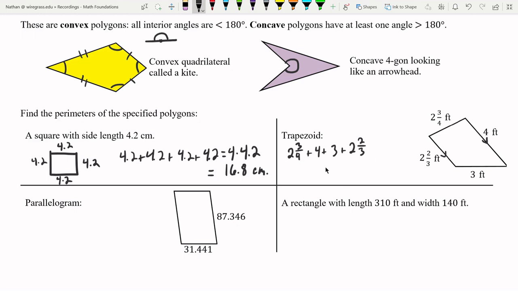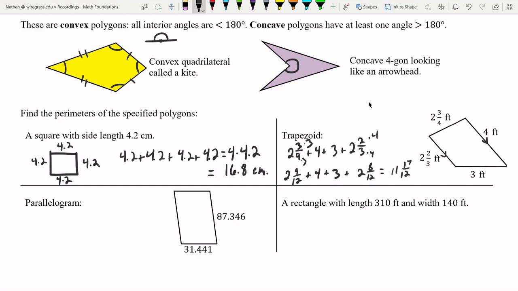I need to have common denominators here. So I'm going to multiply this one by 3/3, this one by 4/4. Going to give me 2 9/12 plus 4 plus 3 plus 2 8/12. So in total, we're going to have 2 plus 4 plus 3 plus 2. That's going to be 6, 9, 11. And then 9/12 and 8/12 is going to be a total of 17/12.